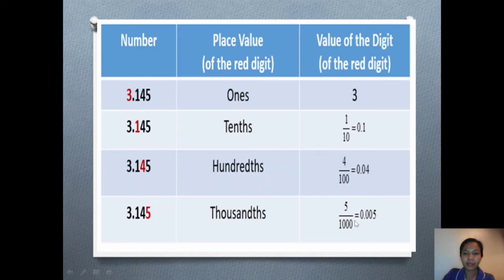All right, and then make it decimal. So 1, 2, 3. So we have 3 zeros, and then 5. Just put the decimal point. Understand? So that's how you are going to write the digit value, or the value of the digit. This is a place value. This is a digit value. Understand? Alright, next.